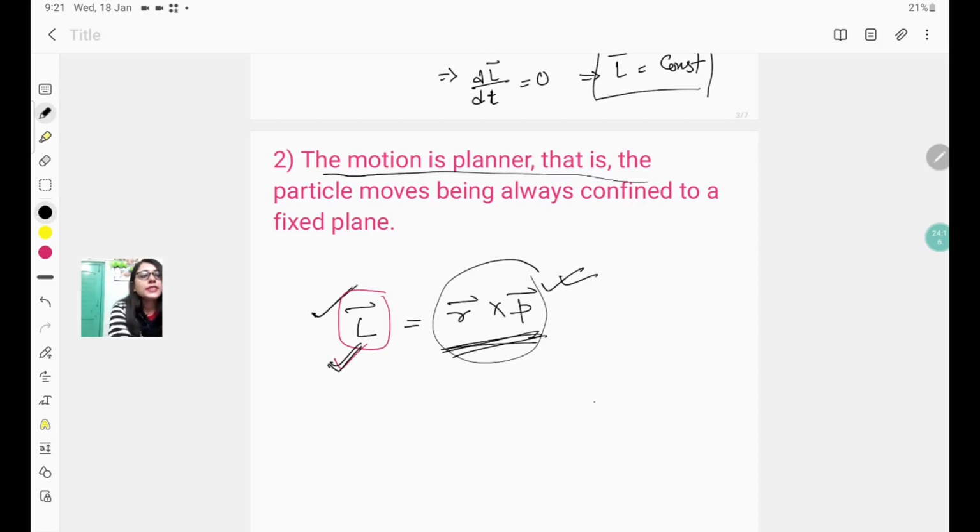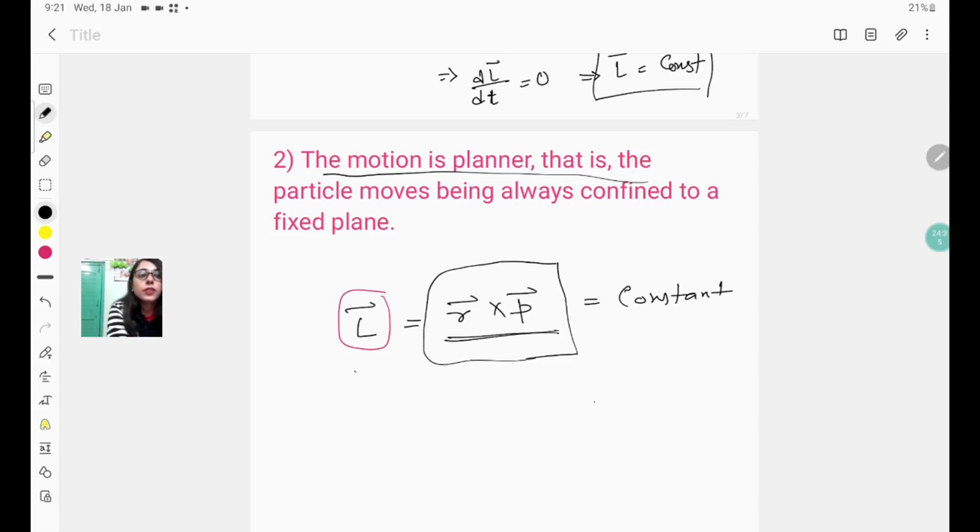Okay, that means if L is constant, that means the direction and the magnitude of the angular momentum is constant. That means r cross p becomes constant because L is constant, that is r cross p is equal to constant. That means r and p reside in a particular plane, and which plane? The plane containing r and p should be fixed, which should be perpendicular to this angular momentum vector.